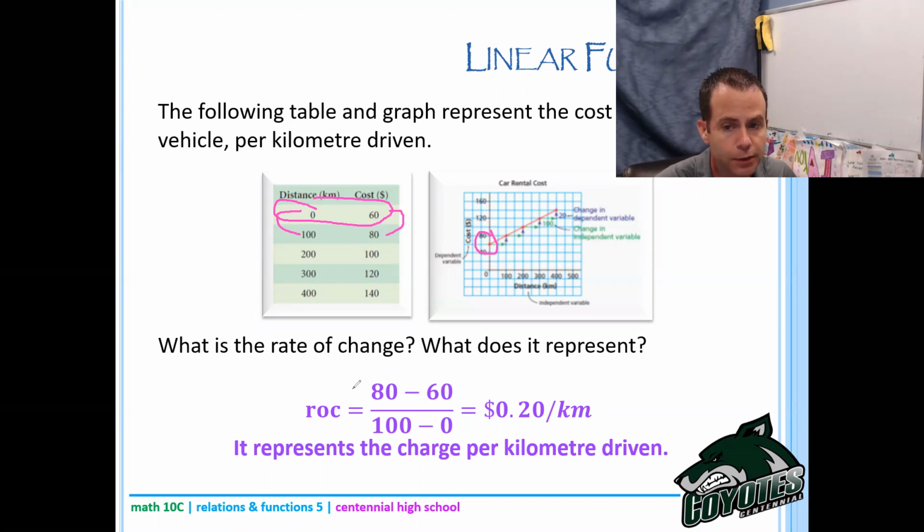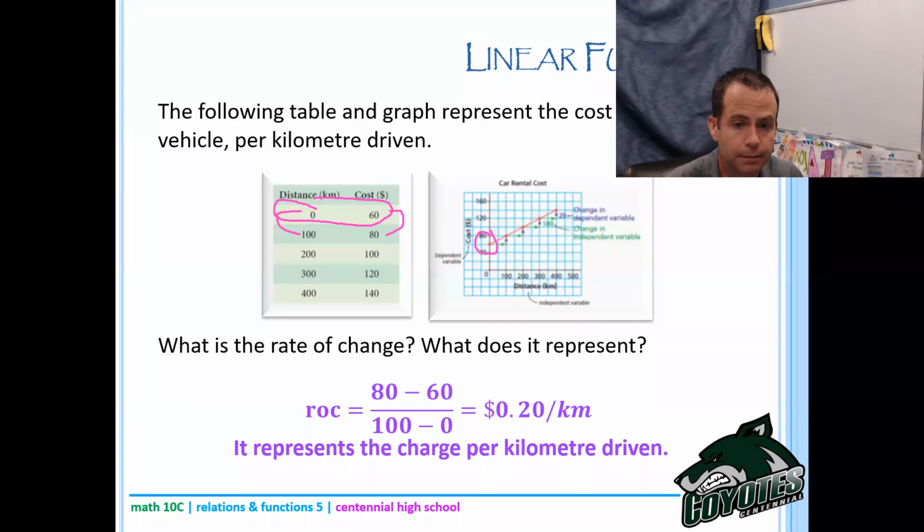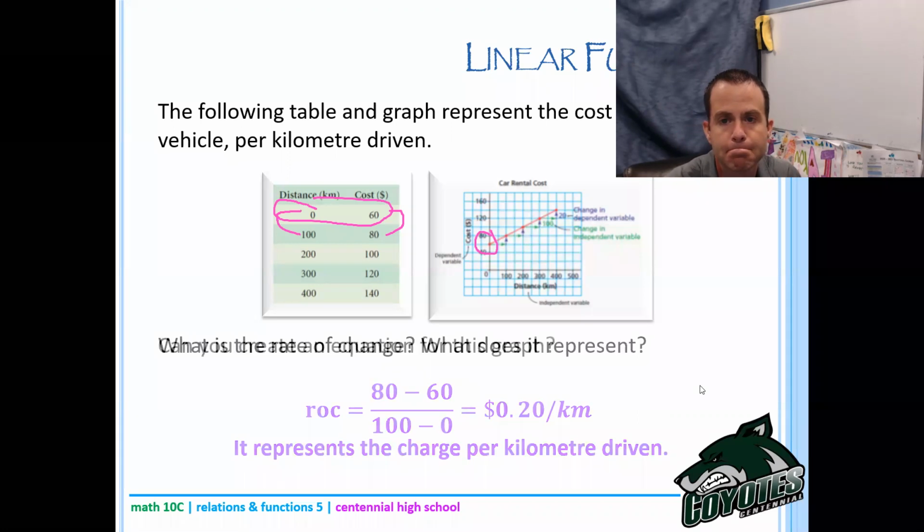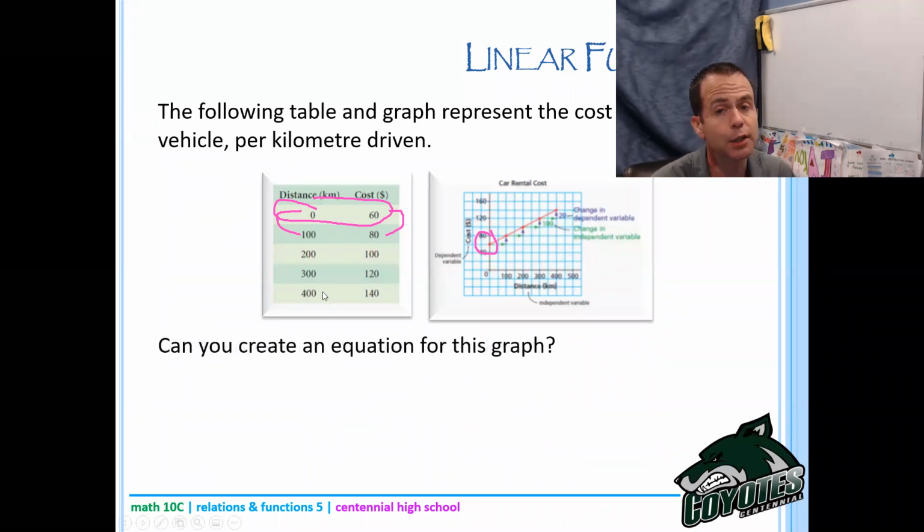80 minus 60 is 20. 100 minus 0 is 100. 20 divided by 100 is 0.2, or 20 cents a kilometer. So it represents the charge per kilometer driven. Okay, so the cost of renting this car is 60 bucks and then 20 cents for every kilometer you drive. Okay. All right, can you create an equation for this graph?